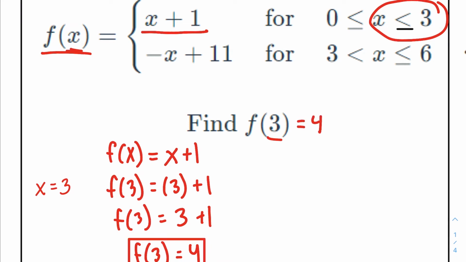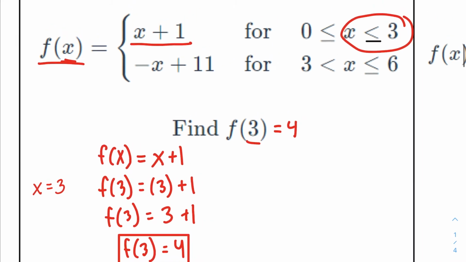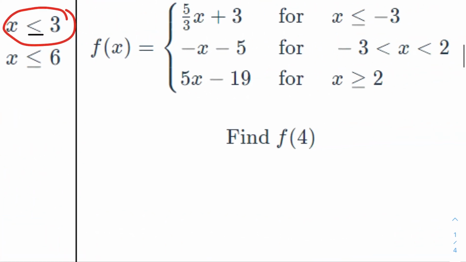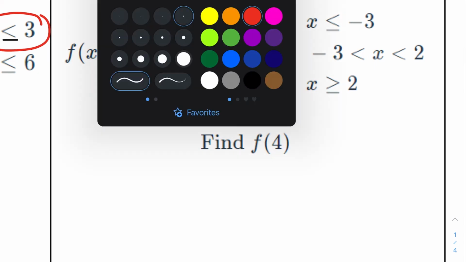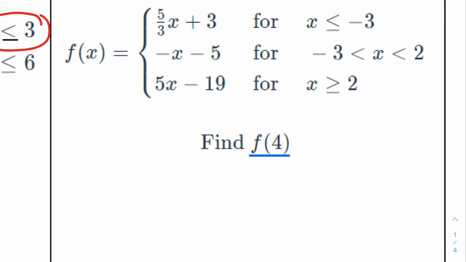Again, what is this asking? This is saying find when x is equal to 3, what is that y value? So f of 3 is equal to 4. We go up to this rule, we plug into this equation, and we solve. All right, now let's try it again for the second one. Find f of 4. So that means that x is equal to 4.